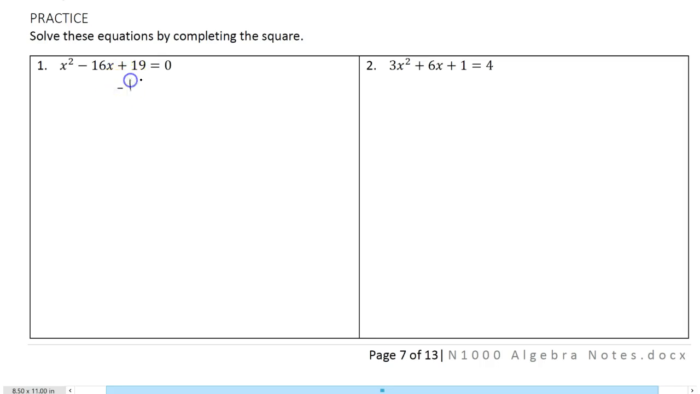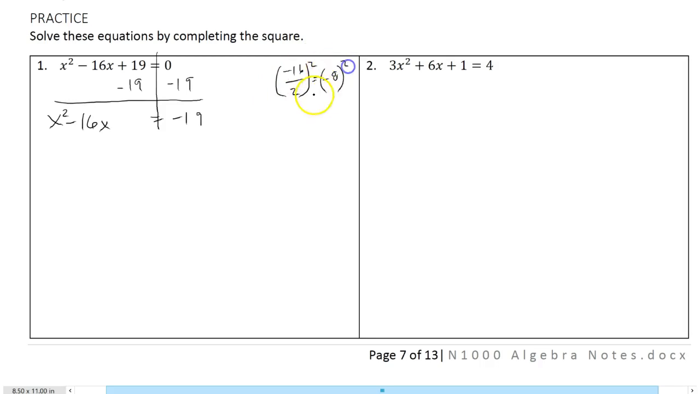In the first example, start by subtracting 19 from both sides. Leave a space on the left for completing the square. Now complete the square. Half of -16 is -8. -8 squared is positive 64. Add 64 to both sides of the equation.